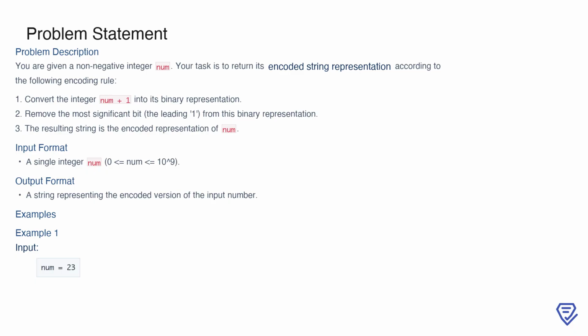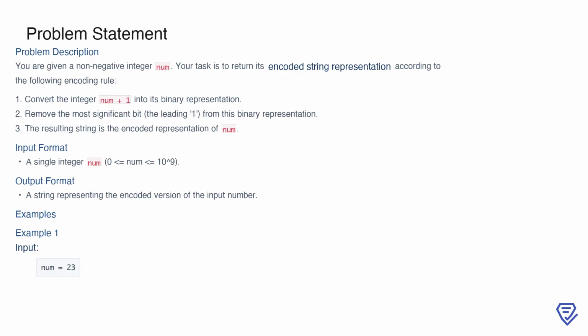First, you calculate number plus 1. Then, you convert this new value into its binary representation. Finally, you remove the most significant bit, which is the leading one, from the binary string. The result is the encoded string representation of the original number. The input is a single integer number that satisfies the condition 0 ≤ number ≤ 10⁹. The output is the encoded string corresponding to the given number.